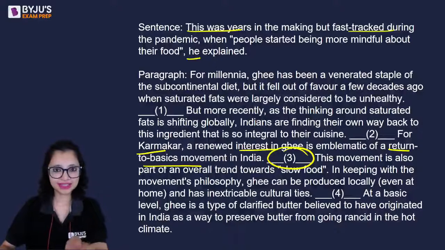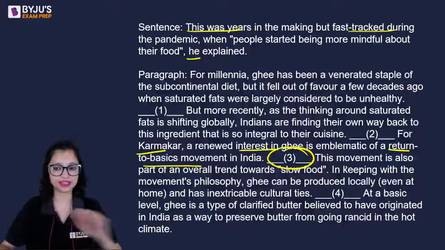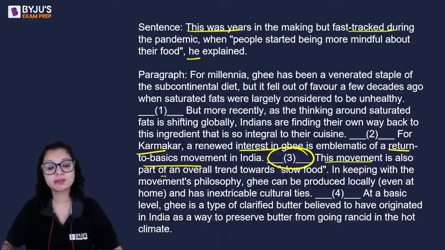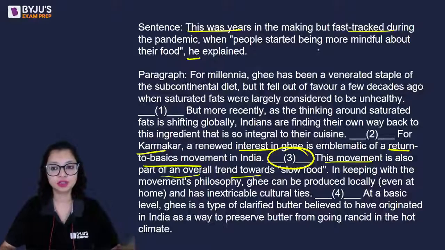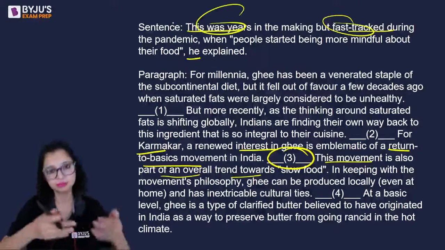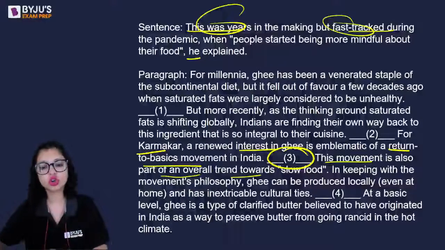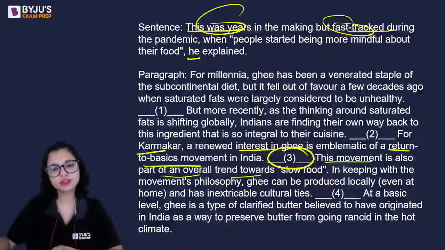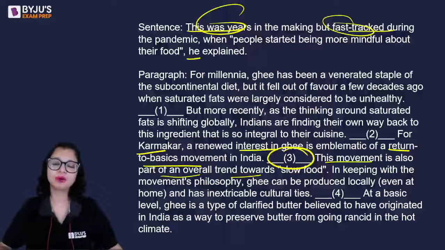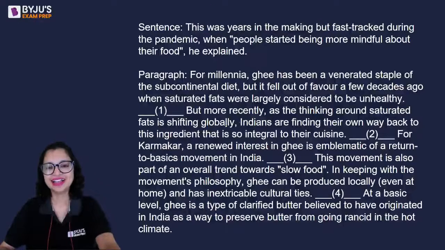Correct? So let's see if this given statement also goes with the next one. This movement also is a part of an overall trend. So this movement, again, years in the making, fast tracked. And then this movement also continued towards slow food. So thus the popularity of ghee is visible to us.